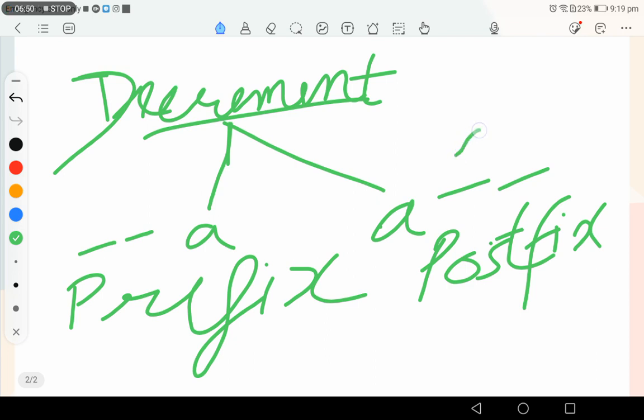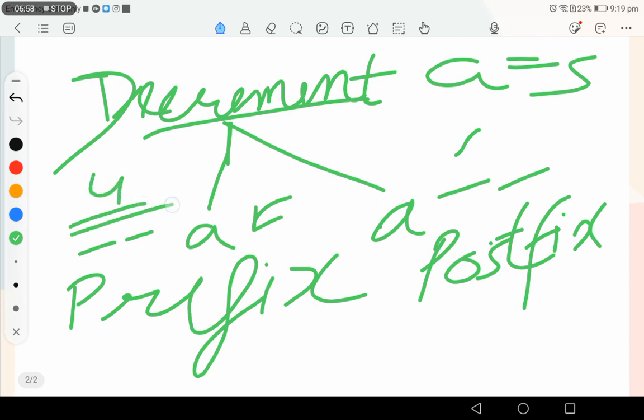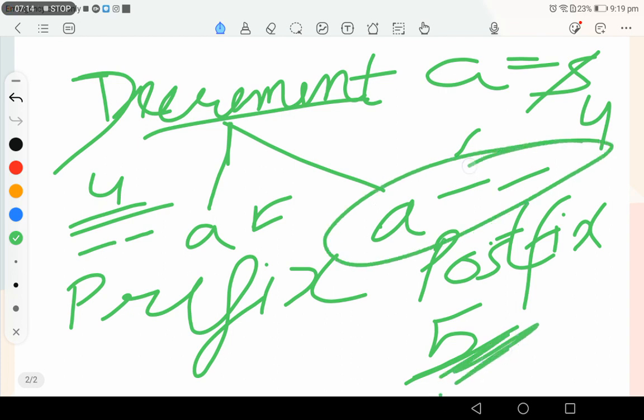Here, like 5, we take a is equal to 5 only. So first you have to decrease the value, that is 4, so the value of a is equal to 4. But in the postfix case, the value would be written as it is and then decreased. In the output you have to write 5 only, because here postfix is given.